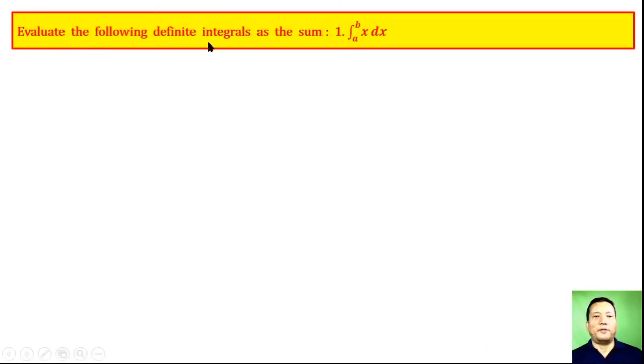Exercise 7.8. Evaluate the following definite integrals as the limit of a sum. The definite integral is the sum of areas.